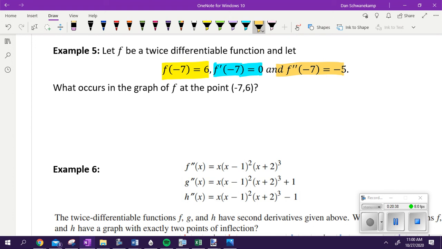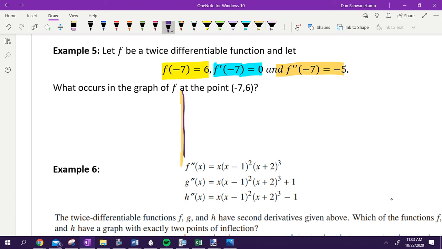When in doubt, graph it out. Figure out what's going on. Go. Show me with your hand what is happening at the graph at the point -7, 6. Show me with your hand what is happening. All right, so we've got some maxes, some mins. When in doubt, graph it out. So I'm going to do that real quick.